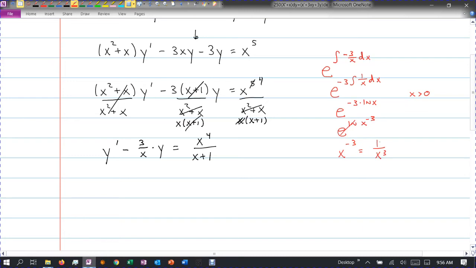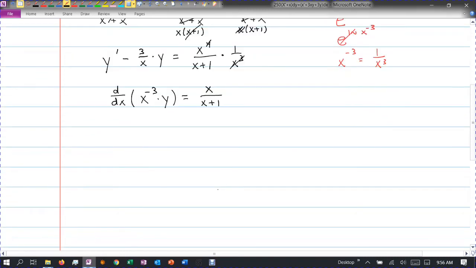And now I'm going to multiply both sides by that. And so I get my derivative on the left side, product rule, which will be my integrating factor times y. Now my right-hand side, when I multiply this by 1 over x cubed, that's real good because I get almost all those x's to cancel. I'm left with x over x plus 1. All right, now I'm going to integrate with respect to x.